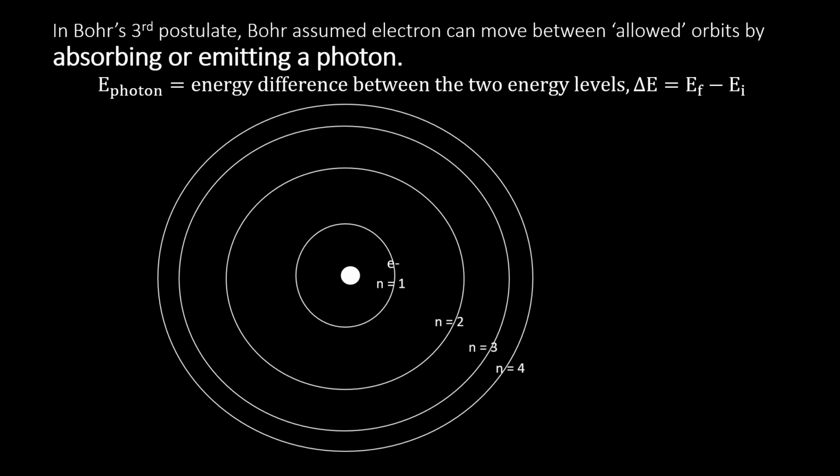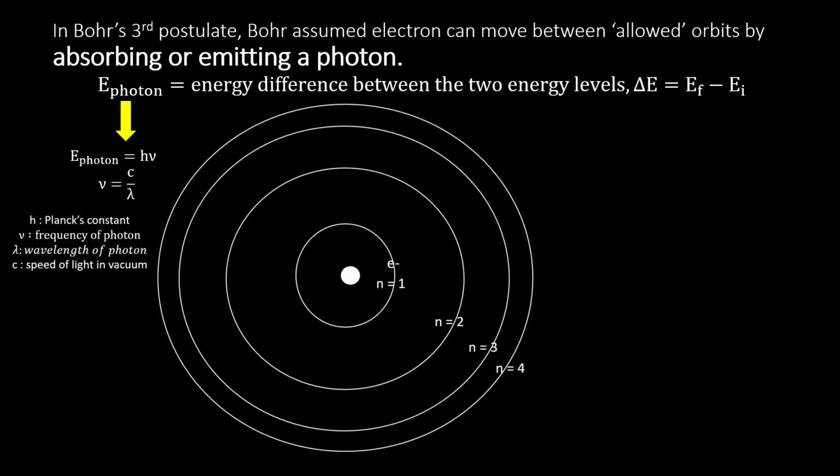The energy of the photon we can calculate using the formula: energy of photon equals Planck constant h multiplied by nu, where nu refers to the frequency of the photon. And nu can be calculated using the formula nu equals c over lambda, where c refers to the speed of light in vacuum and lambda is the wavelength of the photon.